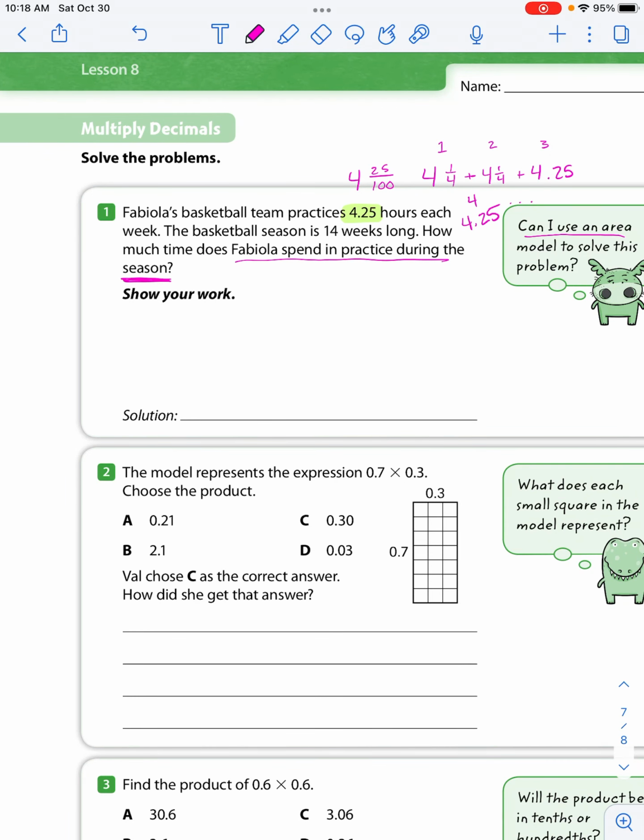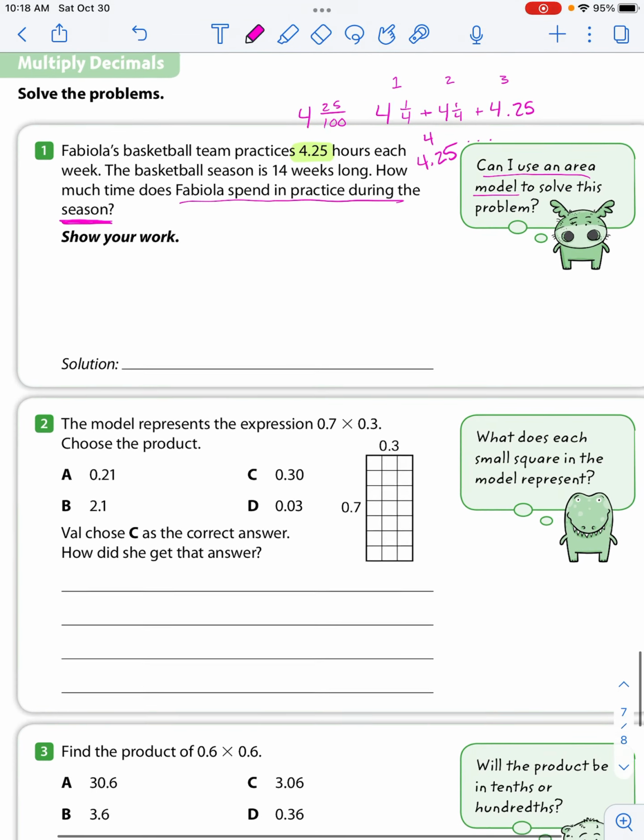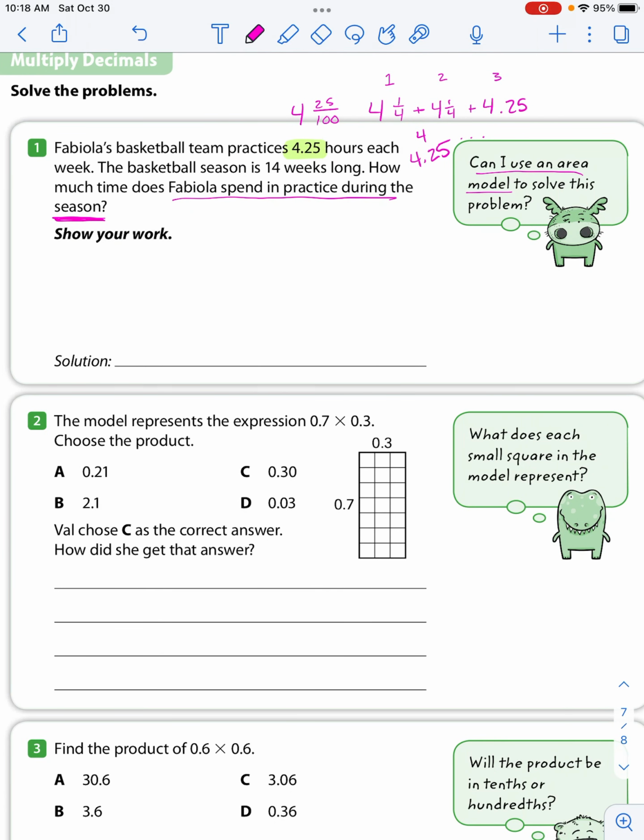Ooh, it says, can I use an area model to solve this problem? Ooh, I'd love to see some area models. That'd be kind of cool. Of course, you can always check your work with old school algorithm math if that works for you. You may choose partial products, area model, old school, anything you need.